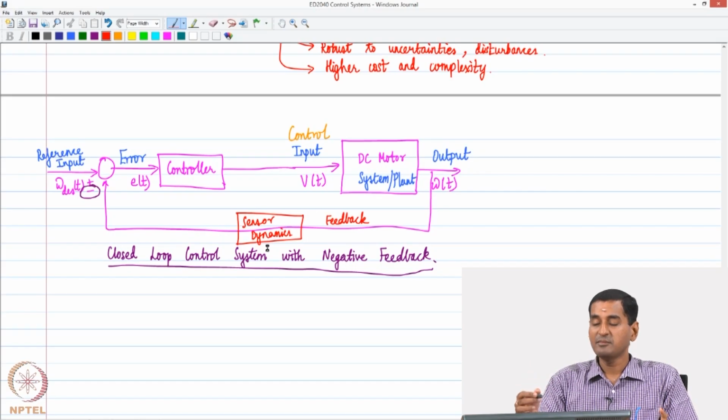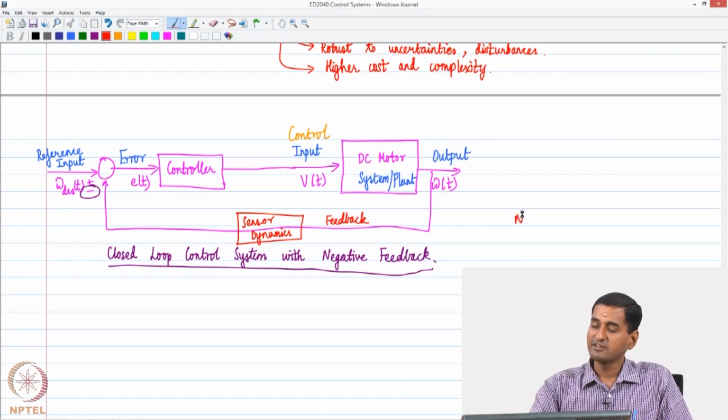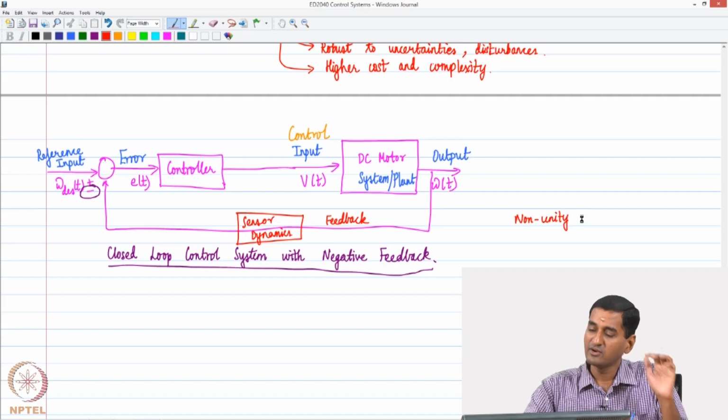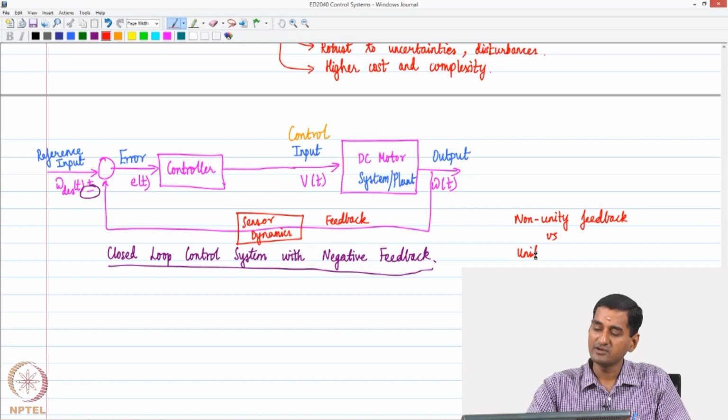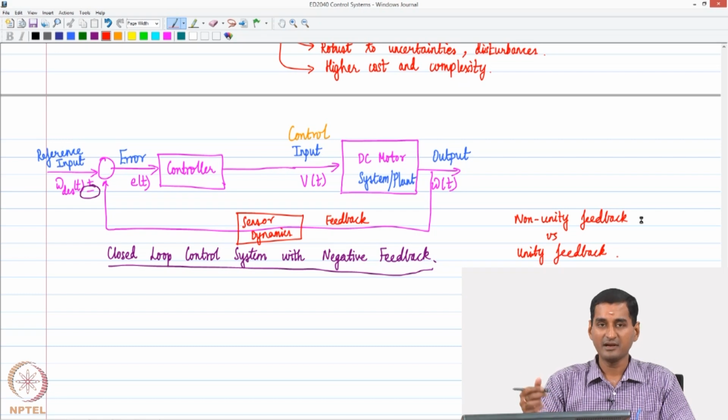Okay. So, if a mapping comes in the feedback path, when the mapping is not 1, we call it non-unity feedback. So, when this mapping in the feedback path is 1, we call it unity feedback. Like we will see how this affects our analysis later on, right.